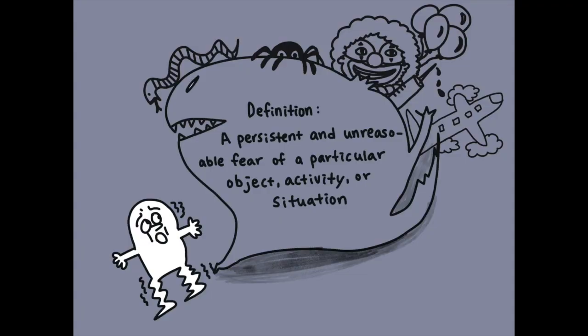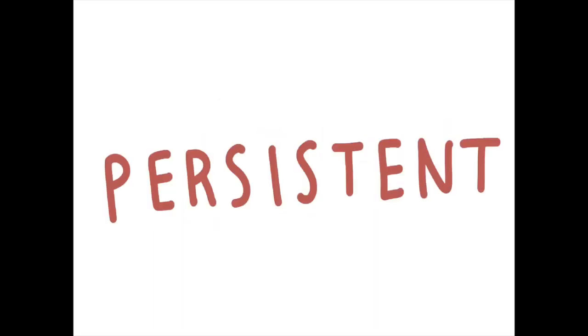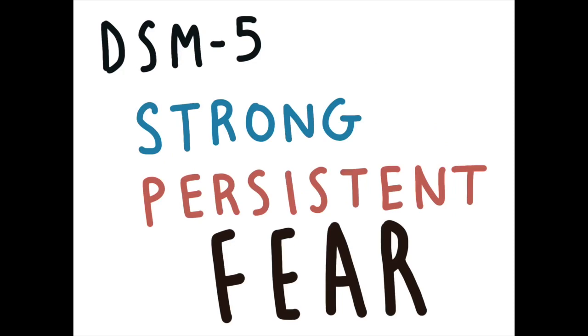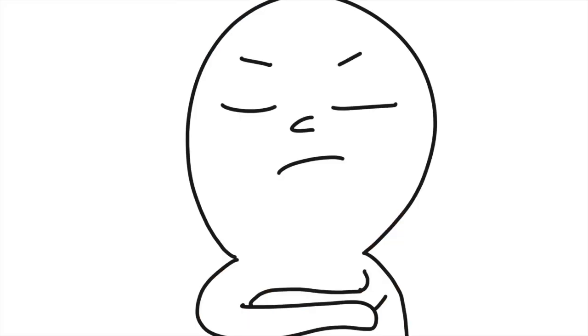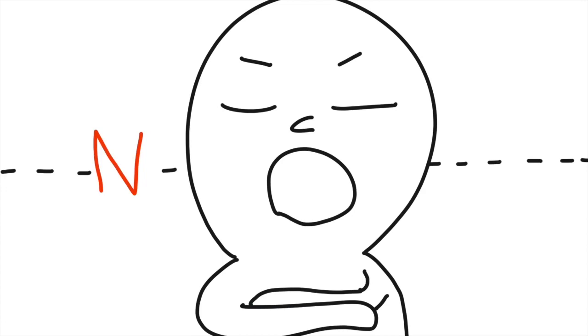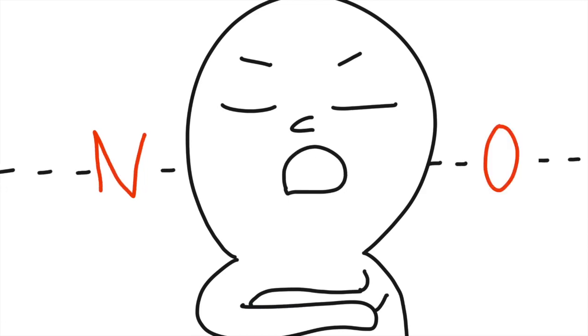A phobia is defined as a persistent and unreasonable fear of a particular object, activity, or situation. The DSM-5 emphasizes that phobias include a much more strong and persistent fear than is typically experienced, and this fear is accompanied by a strong desire to avoid the feared object or situation.